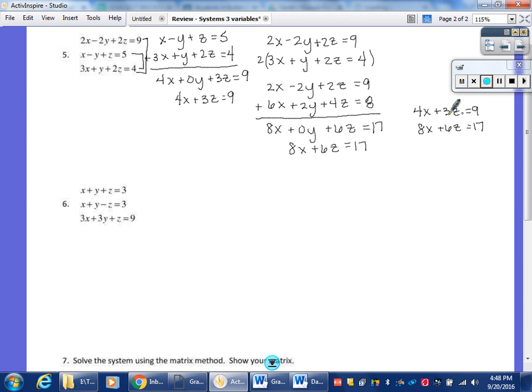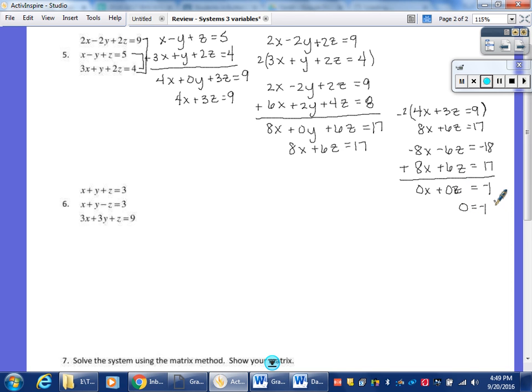In order for me to cancel out one of those variables, let's just look at the x's. If I want to cancel out the x's, I need to multiply the top equation by negative 2. So I get negative 8x minus 6z is equal to negative 18. And then 8x plus 6z is equal to 17, and I add them together. What happens when we do this, oh no, is I get 0x plus 0z is equal to negative 1, which is just 0 is equal to negative 1.